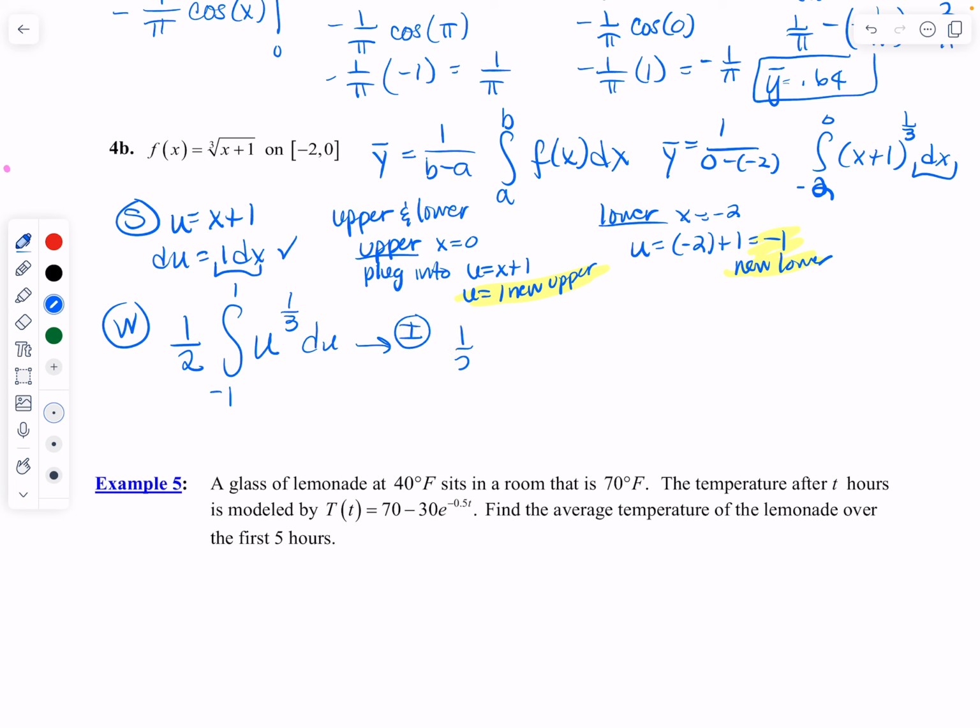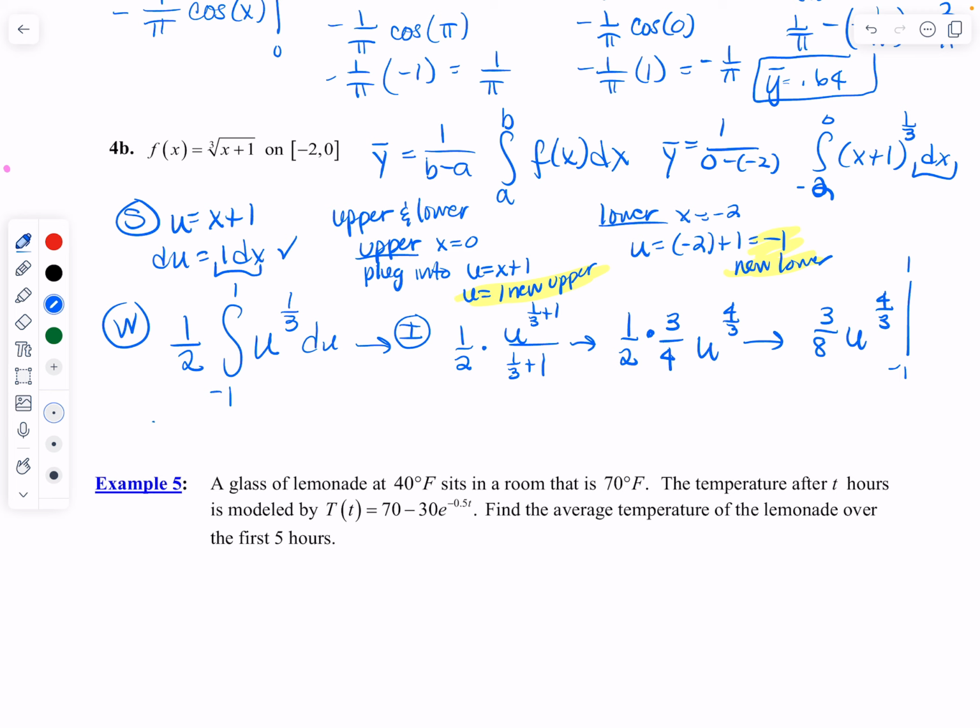So it's 1/2 times, this is going to be u to the 1/3 plus 1 over 1/3 plus 1. If I take 1/3 plus 1, I get 4/3, and if you reciprocate that, you get 3/4, and u to the 4/3. So this becomes 3 over 8 u to the 4/3 power. And now I'm going to take that interval from negative 1 to 1.